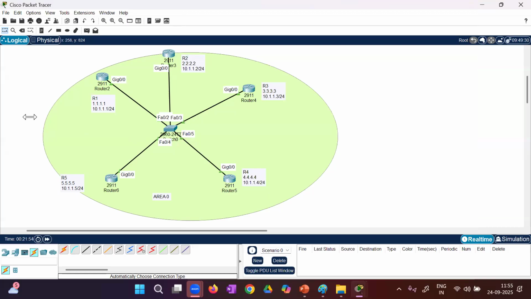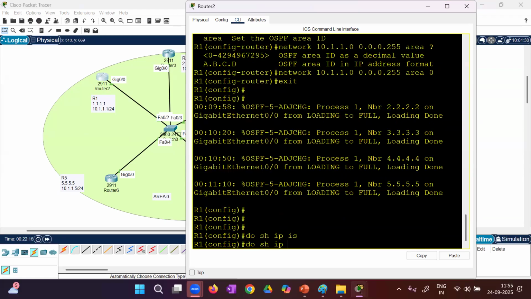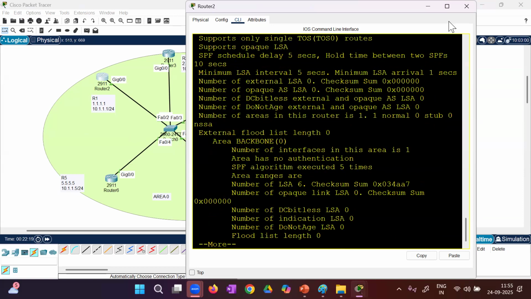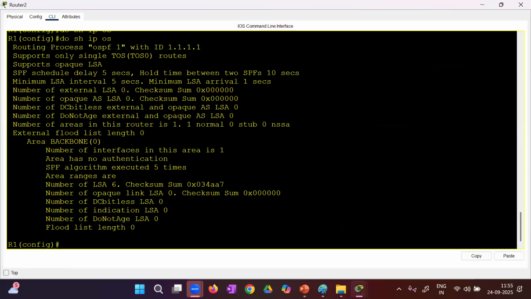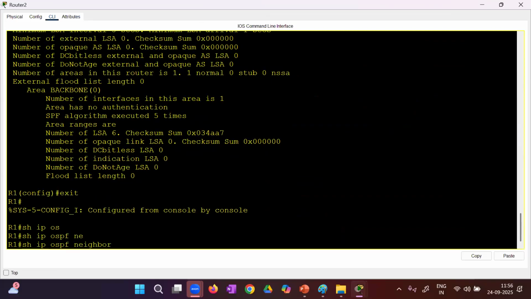Now see, when you check with show ip route, it is not going to show OSPF. The reason is that all the routers are in the same common network. If they were in different networks, then only routing would be required. But why have we taken this here? To see the DR and BDR election. Do show ip ospf. Give exit at first. Show ip ospf neighbor.